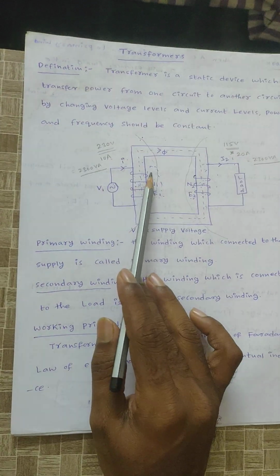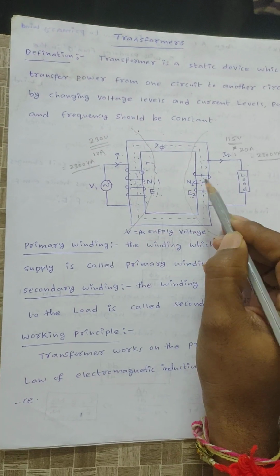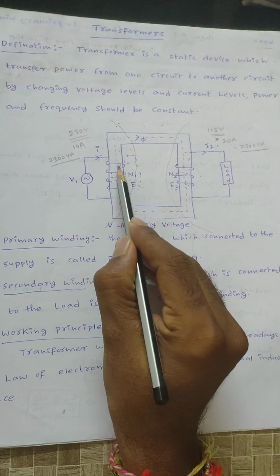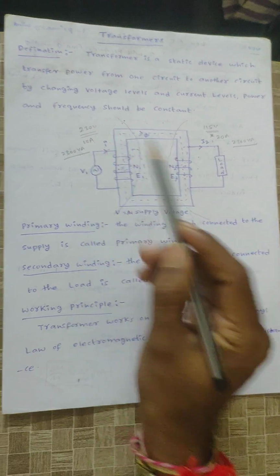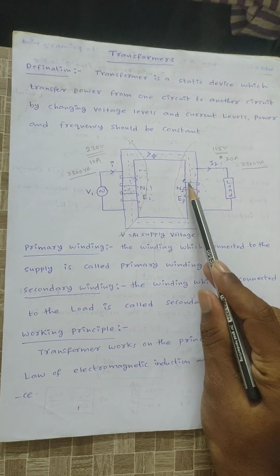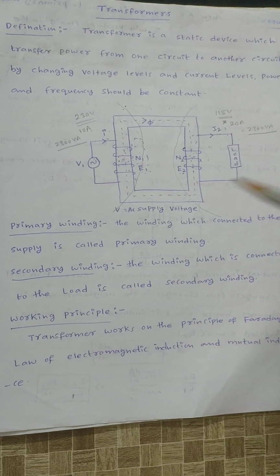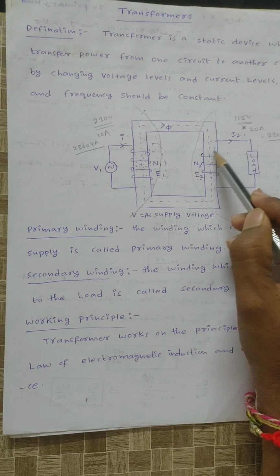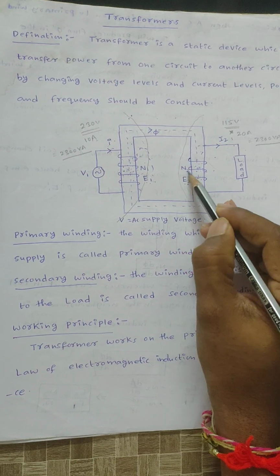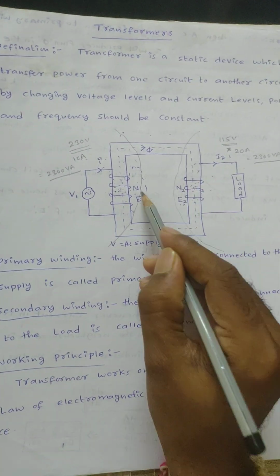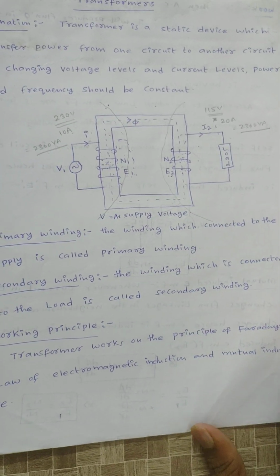Next, coming to some basic definitions. This is the primary winding, and this is the secondary winding. The winding which is connected to the supply voltage is known as the primary winding. The winding which is connected to the load is known as the secondary winding. The primary winding has N1 number of turns, and the secondary winding has N2 number of turns. The EMF induced in the primary winding is E1, and the EMF induced in the secondary winding is E2.